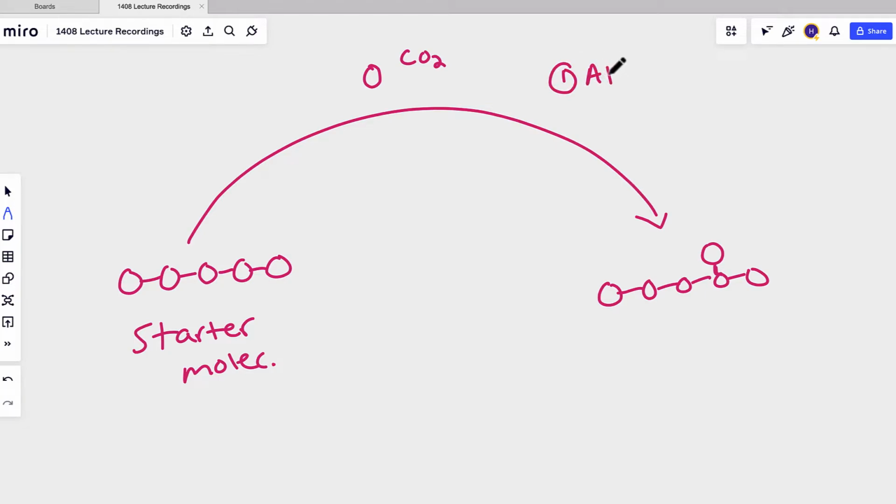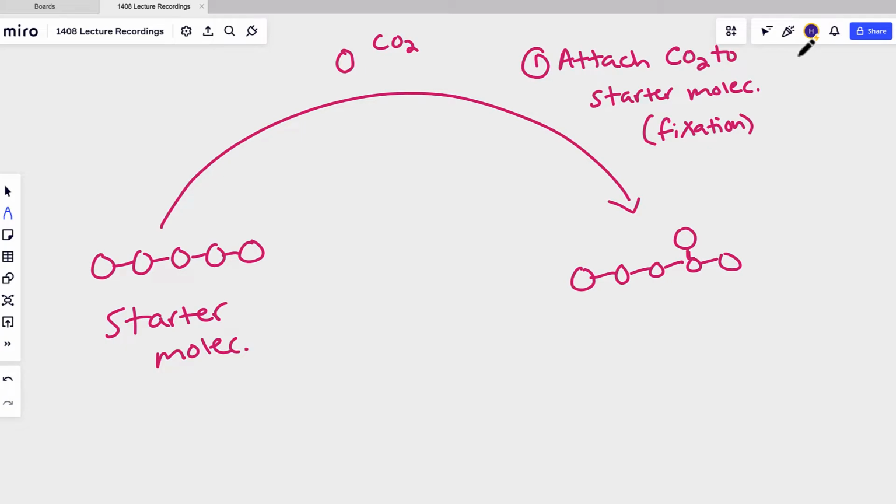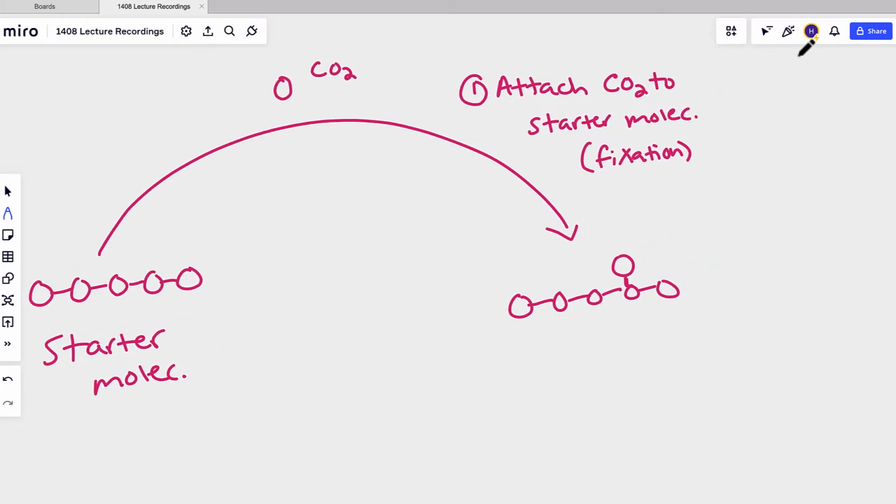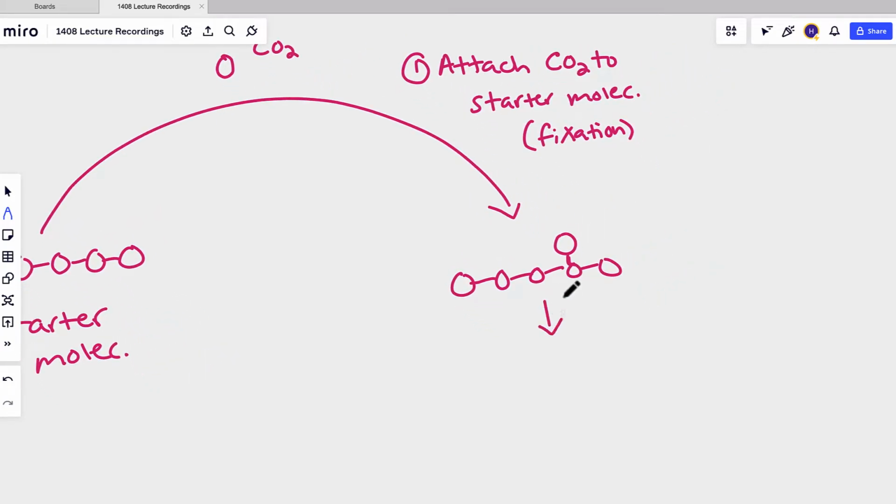So attach CO2 to the starter molecule. And we call that attachment fixation. So we're doing carbon fixation. We stick the carbon on through the carbon dioxide. All right. Then this molecule happens to break into 2. So it's still all the carbons there though.